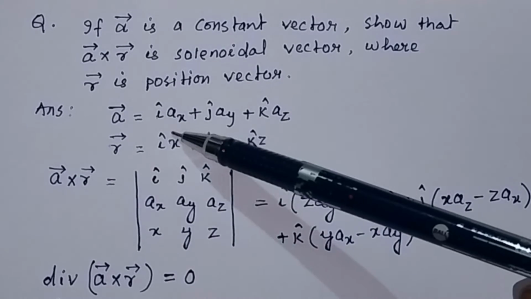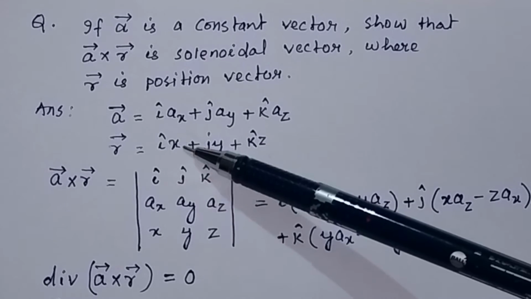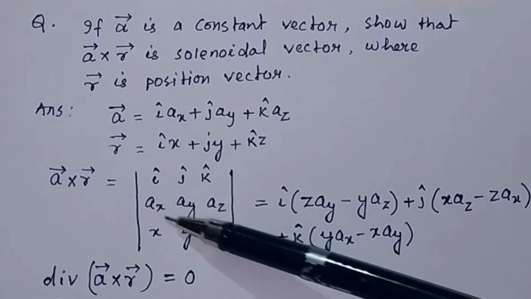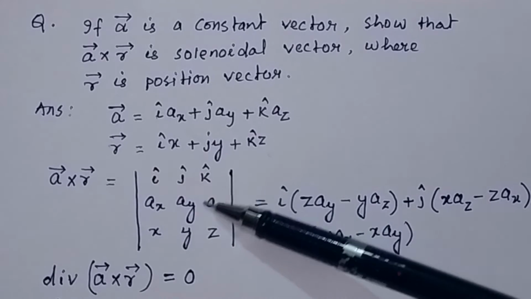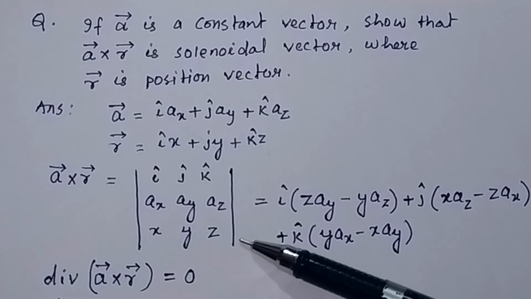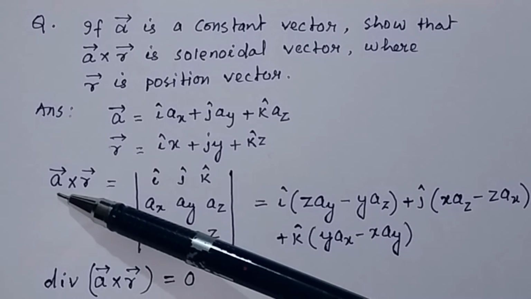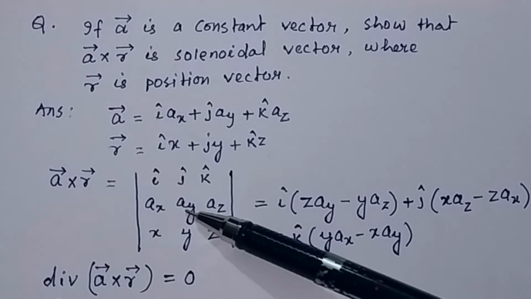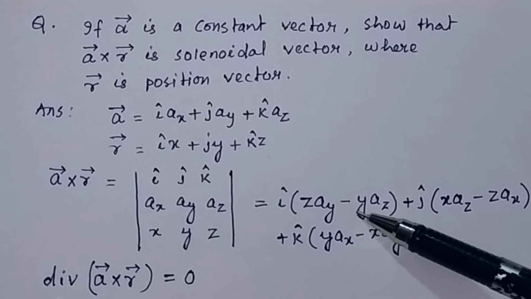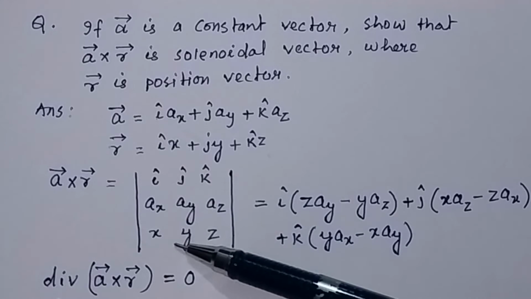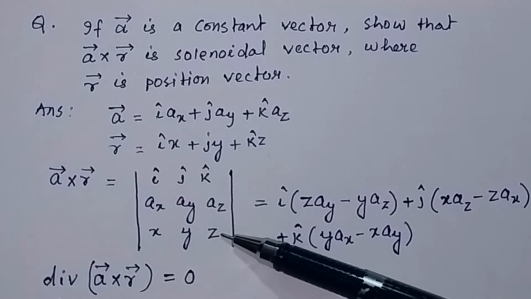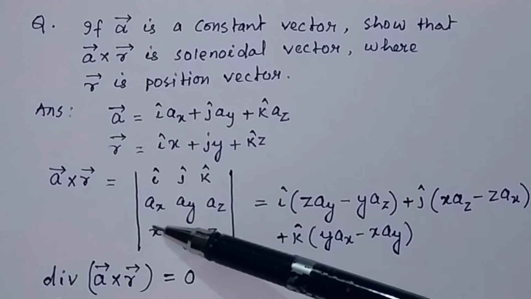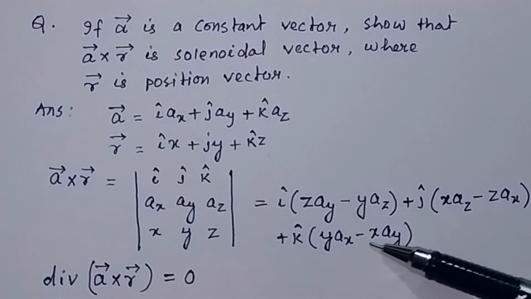If you take the determinant of A vector with R vector, that is i cap, j cap, k cap, Ax, Ay, Az, x, y, z, then that will give you the cross product of A with R, or A cross R. The determinant will be equal to i cap (z Ay minus y Az) plus j cap into (x Az minus z Ax), plus k cap (y Ax minus x Ay).